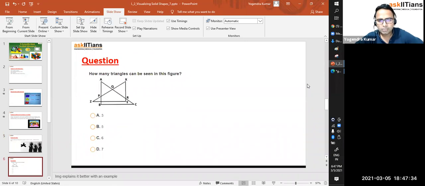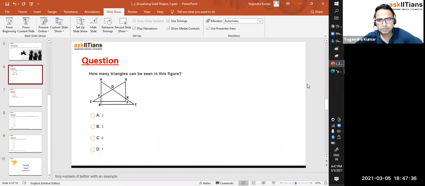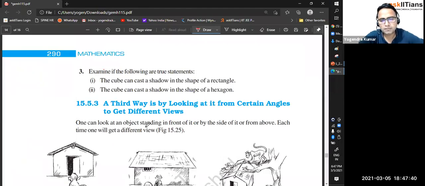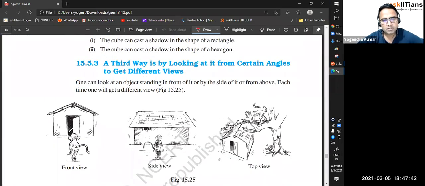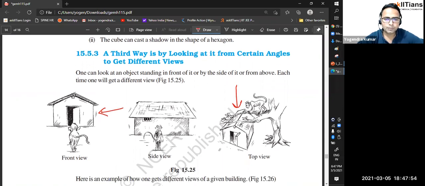We'll see all these questions, but before that, let me explain a few more topics, like top view, front view, and side view of different objects. When there is a house, from the front it looks like this, this is the front view. If you look from the side, that is the side view, and the top view is this one, right?